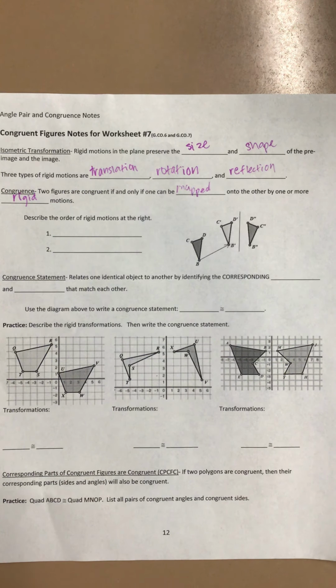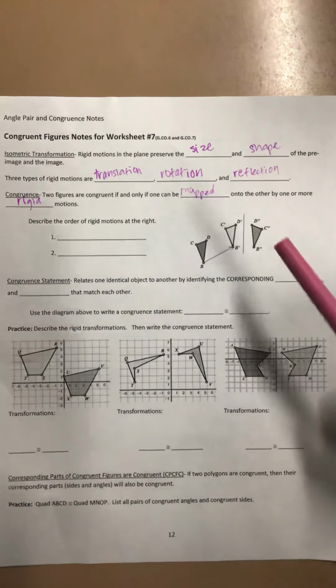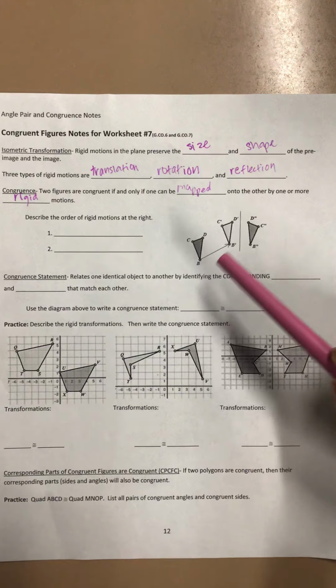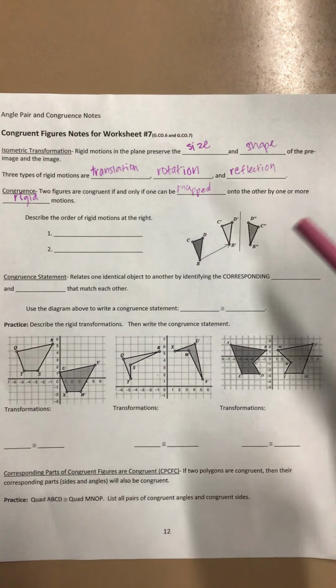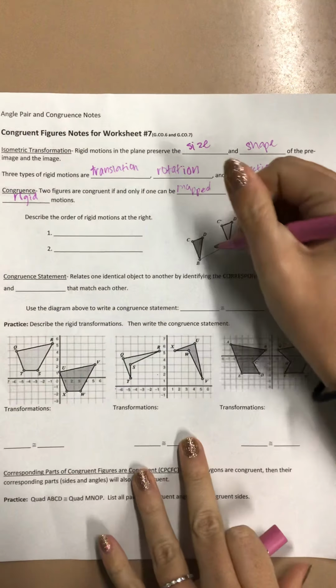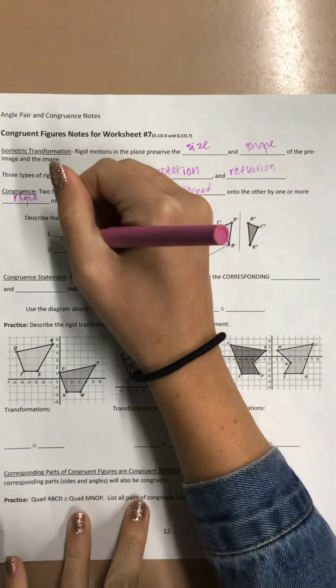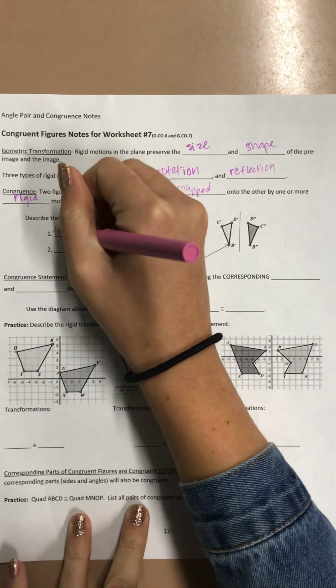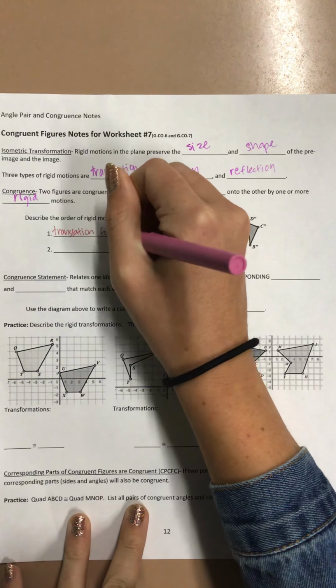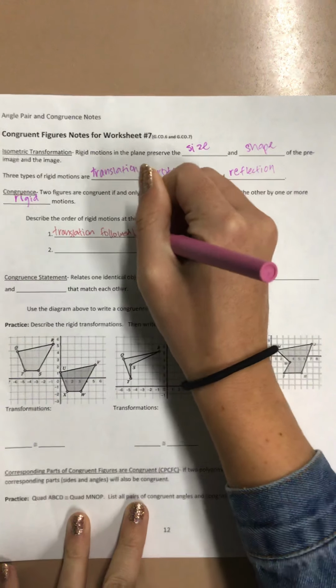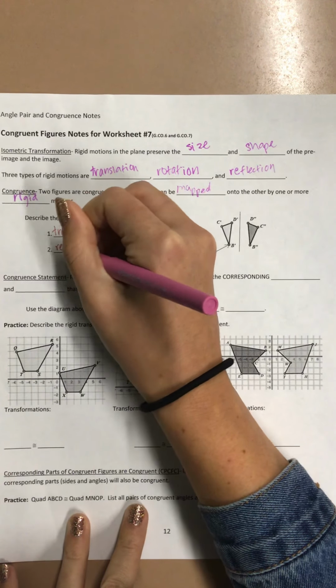So what we're doing here is we're seeing how we're getting from DCB to DCB prime and then to D double prime, C double prime, D double prime. So first, this first one is a translation, followed by a reflection.